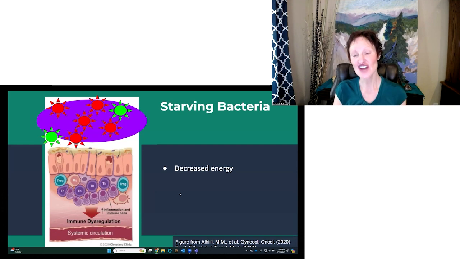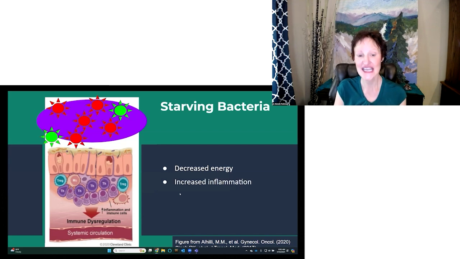Along with that, we're starving those good bacteria. We have a decrease in short chain fatty acids. And so we see a decrease in overall energy for our body, an increase in inflammation, which we do not want. We see a worsening of mood, and increased risk of several different types of cancer.